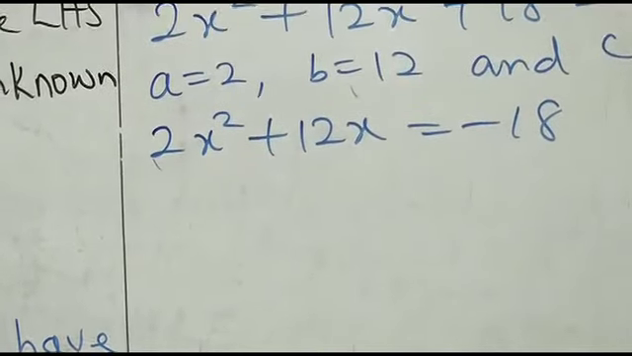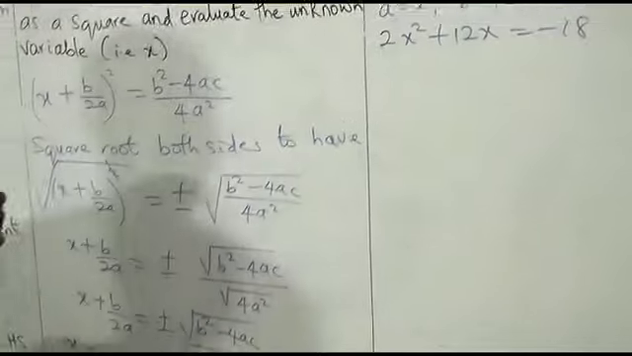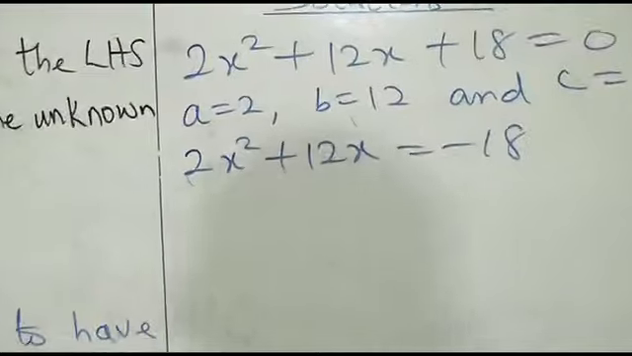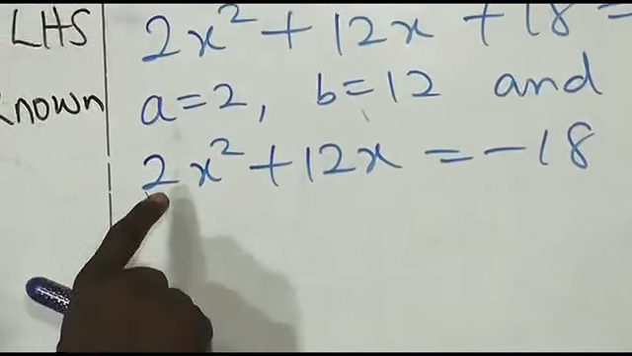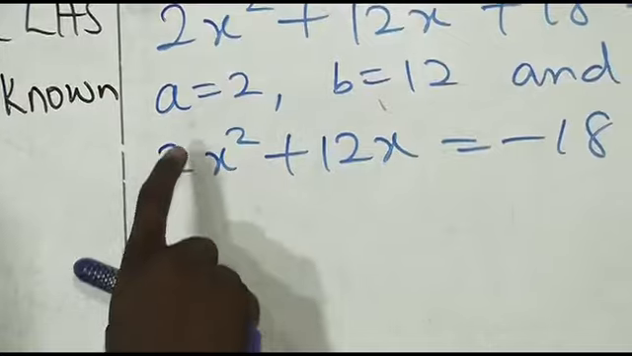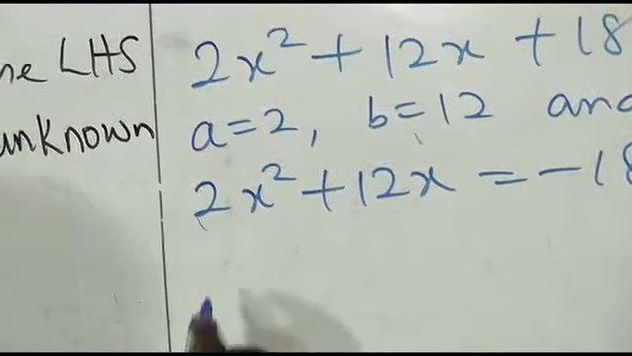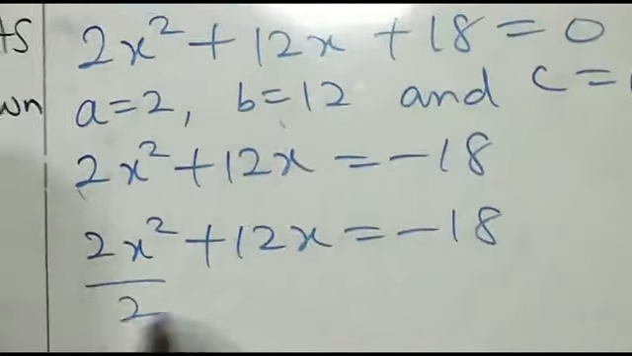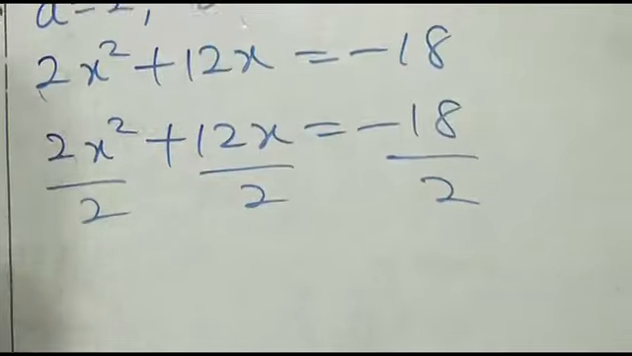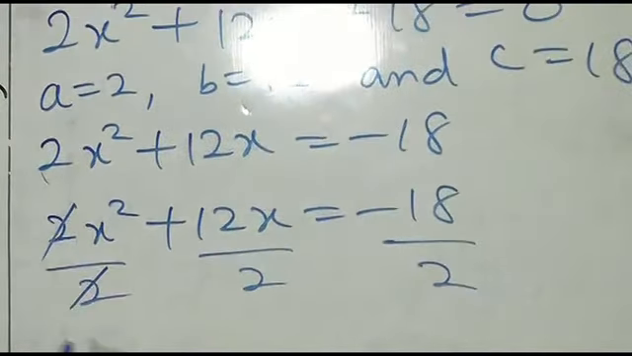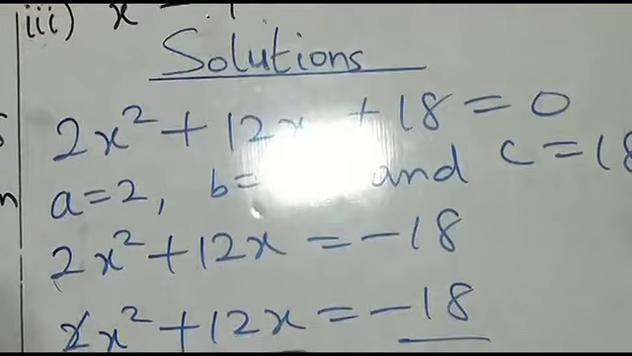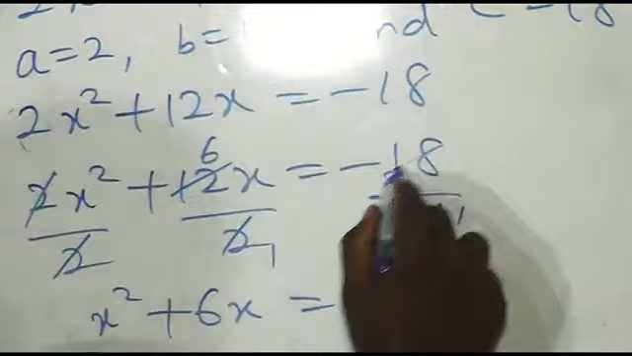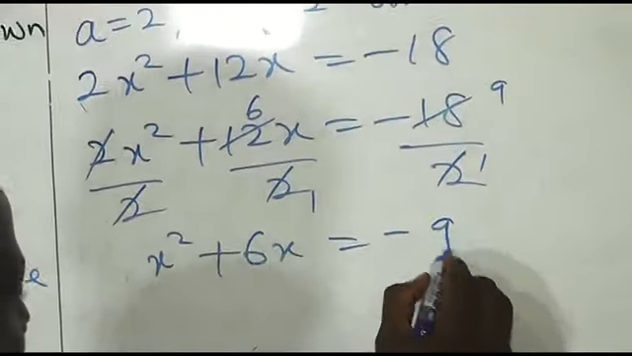The second step says, divide through by the coefficient of x squared. For this given problem, the coefficient of x squared is 2. Our a here is 2. So you divide all through by 2. And so you are left with x squared plus 6x, 2 into 12 is 6, equals 2 into minus 18 is minus 9.